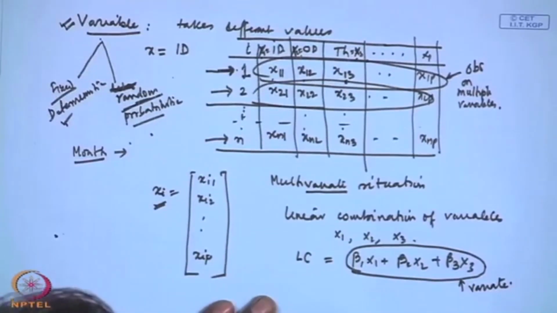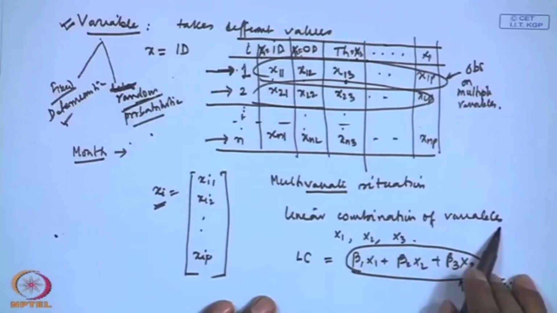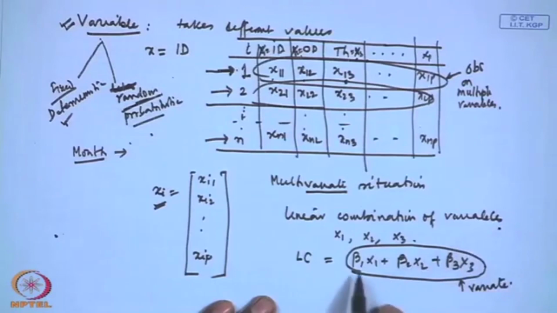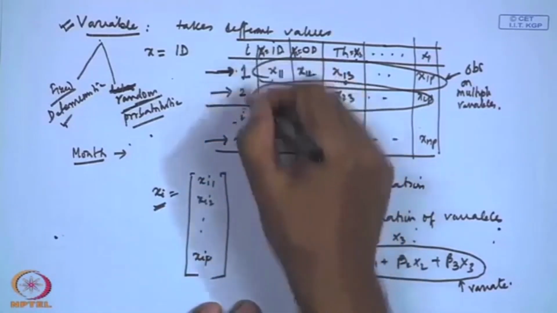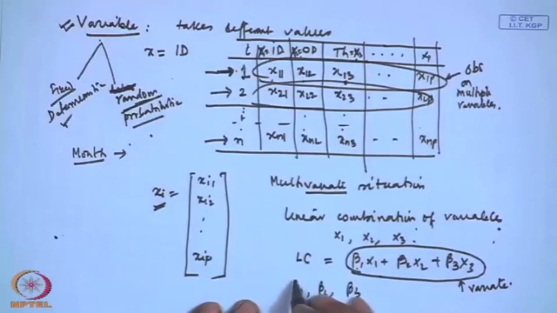And then what is the definition of variate? Linear combination of variables with empirically determined weights. That means beta 1, beta 2 and beta 3 will be determined based on observations. There are n observations, so we will be able to determine all those values. So, a weighted linear combination of variables where the weights are determined empirically, that is variate.